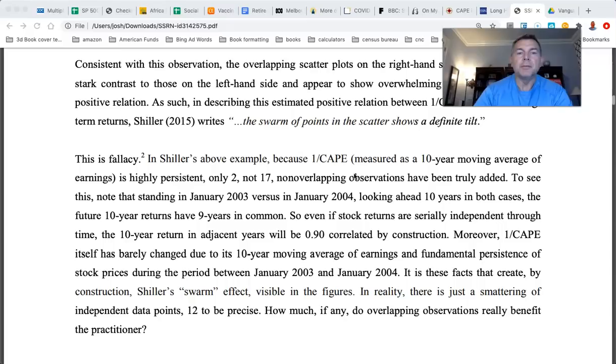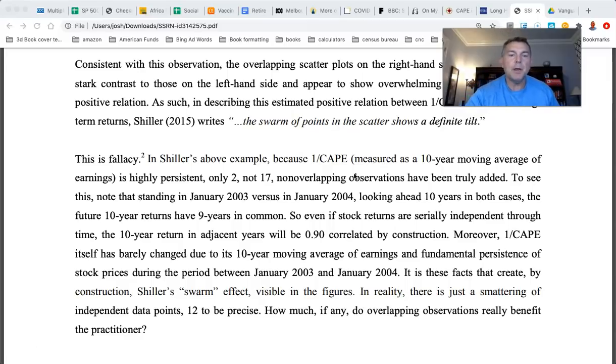This is a fallacy, and Shiller's above sample example, because CAPE is measured as a 10-year moving average of earnings and is highly persistent, only 2, not 17, non-overlapping observations have truly been added. To see this, note that standing in January 2003 versus January 2004 and looking ahead 10 years, in both cases the future 10-year returns have 9 years in common. And it will be a 90% correlation by construction.